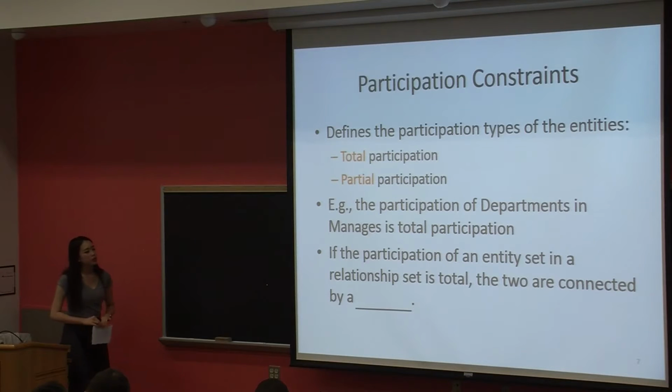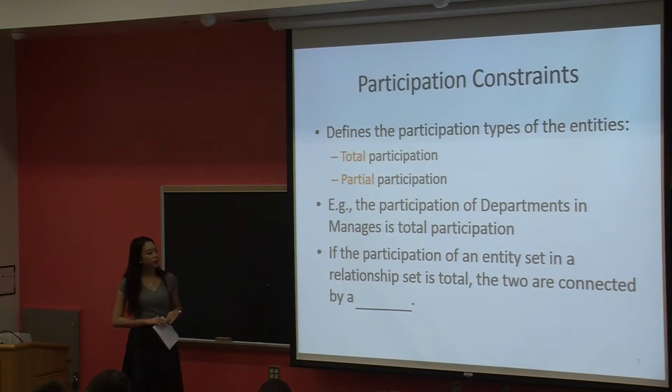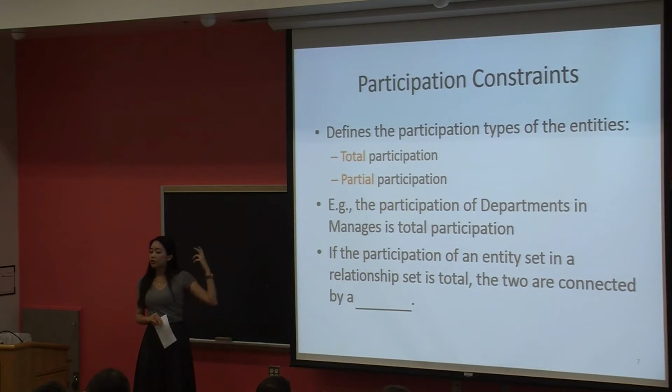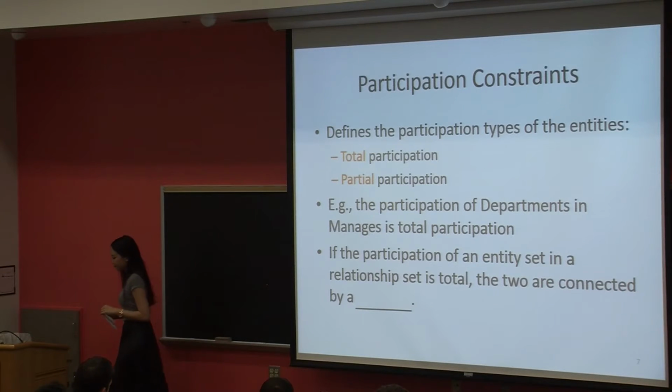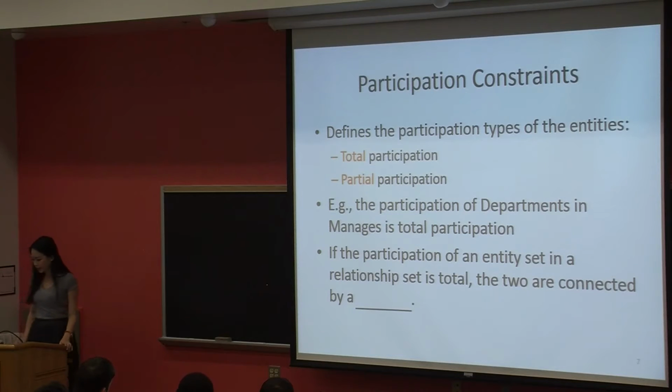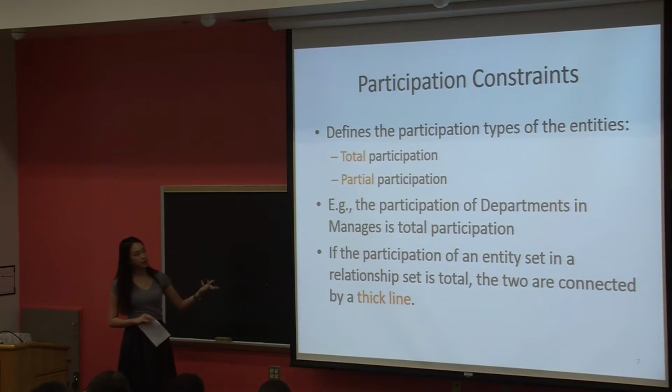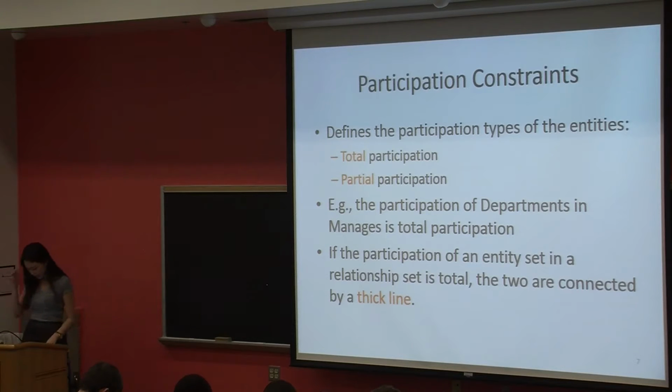So one of the examples is the one that we just said earlier, the participation of departments and managers in total participation, which means that for the manager relationship, all of the departments have to participate. So for the manager's relationship, department is total participation. Okay? So if the participation of an entity set in a relationship set is total, then the way we denote that in the ER diagram is we connect them by a thick line. Okay? So you don't want to get confused between participation constraints and key constraints. For key constraints, we denote that by an arrow, but for participation constraint, we use a thick line.